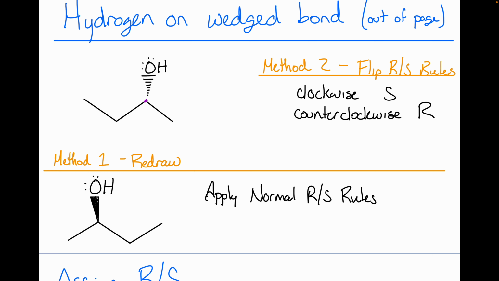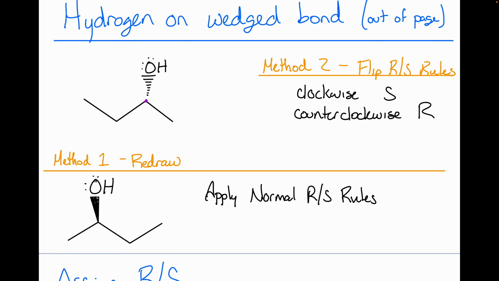So we can either flip the molecule itself and then apply our normal RS rules, or we can keep the molecule as it is and instead flip our RS rules. And again, I just think that this method is a lot less error prone. It tends to be a lot easier for students. Either one of these would work, though. Importantly, either one of them would take you to the correct answer.